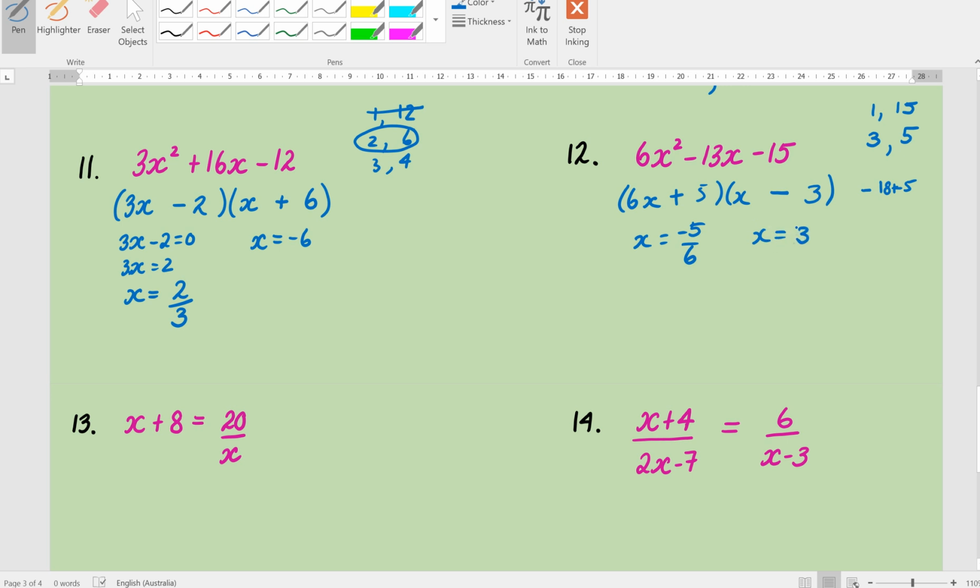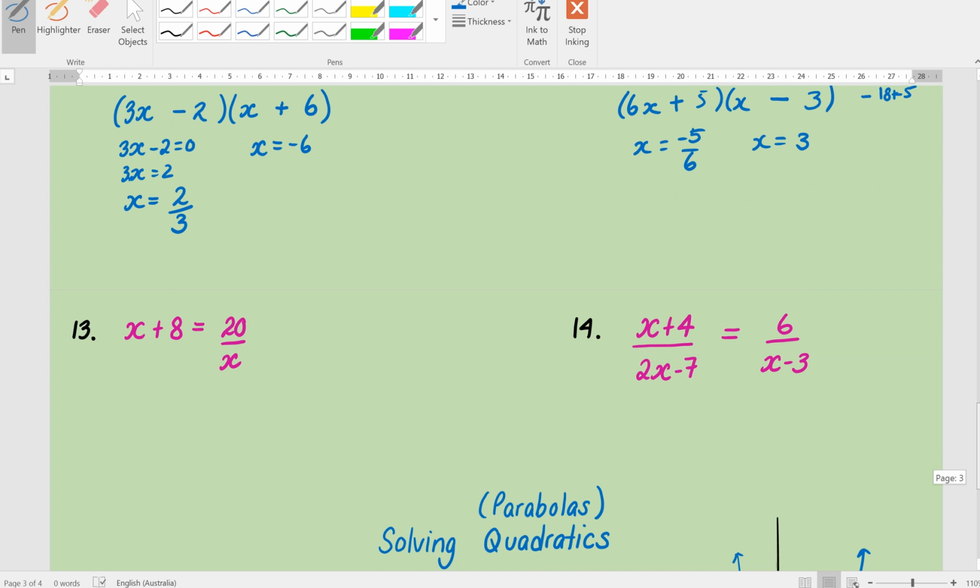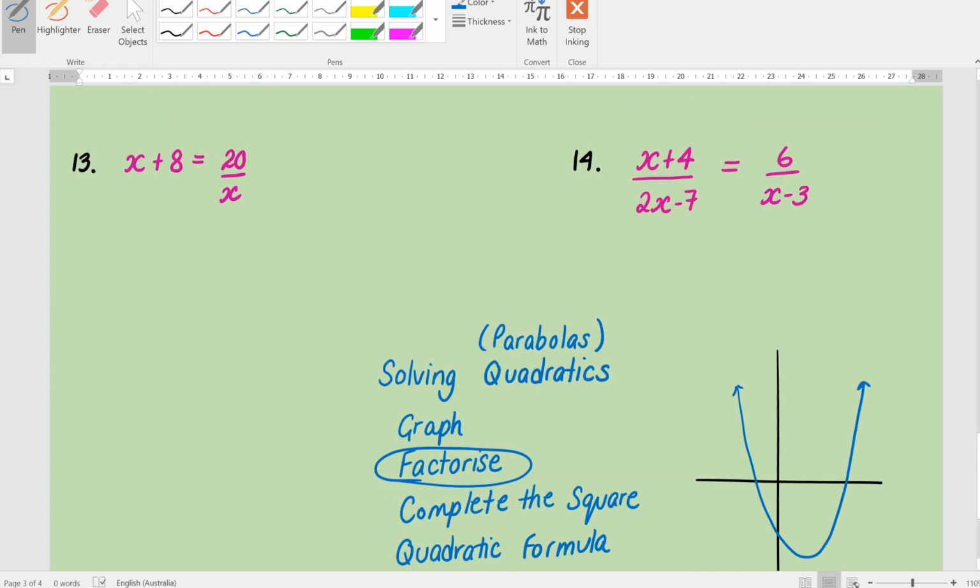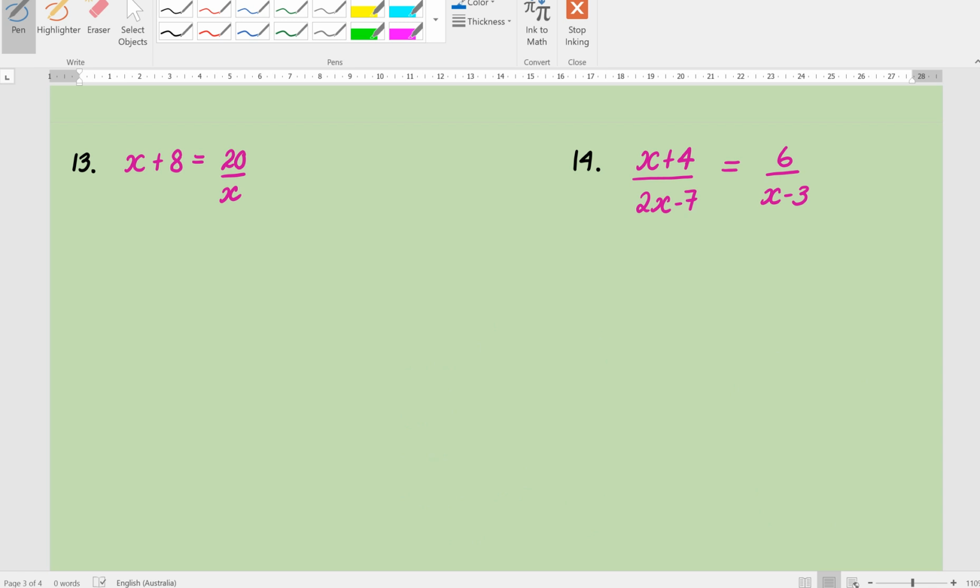Okay? And just to finish off, if I want to make it a little bit harder, it's not really about harder, it's just challenging. We haven't even got a quadratic here. So how do we get it to that form? The first thing we notice is this divide by x. So to get rid of a divide by x, we have to times the whole other side by that. So what we're going to do is x times x plus 8 equals 20. And now we can expand the brackets. We've got x squared plus 8x equals 20.